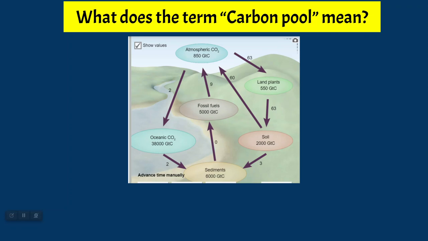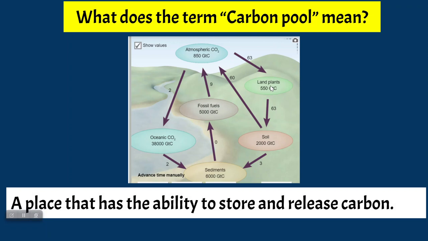So again, flux comes from that word fluctuate. When you did your Gizmos recently, you had these ovals that were labeled as so, like soil, land, plants, fossil fuels, and so on. Those are the carbon pools or carbon reservoirs that we're thinking about. Those are kind of broad categories that we say we have carbon stored in. So a carbon pool or a carbon reservoir is a place that has the ability to store and release carbon.